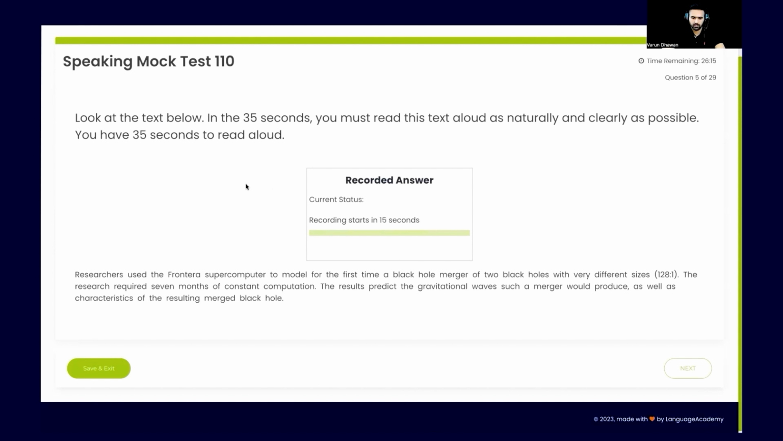The results predict the gravitational waves such a merger would produce, as well as characteristics.